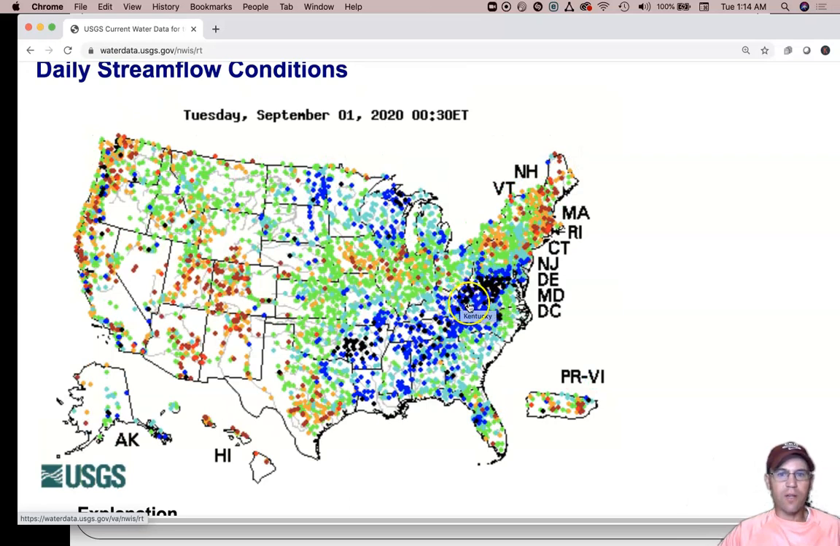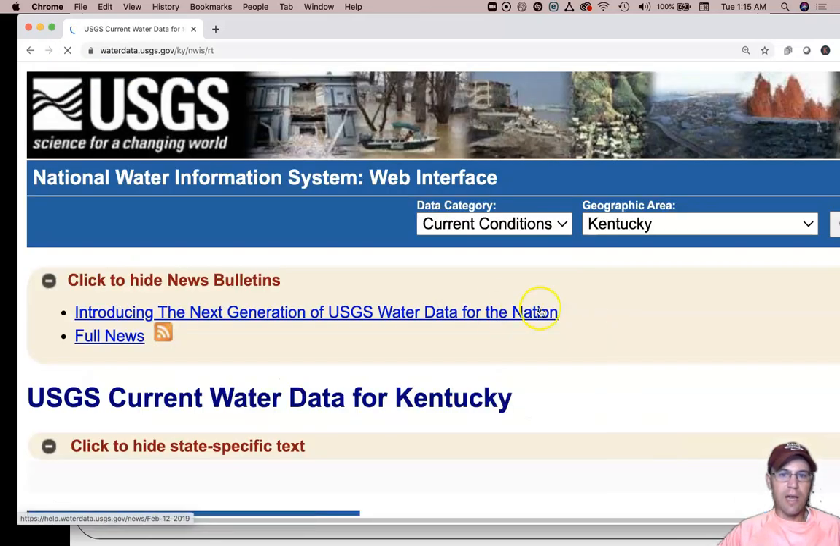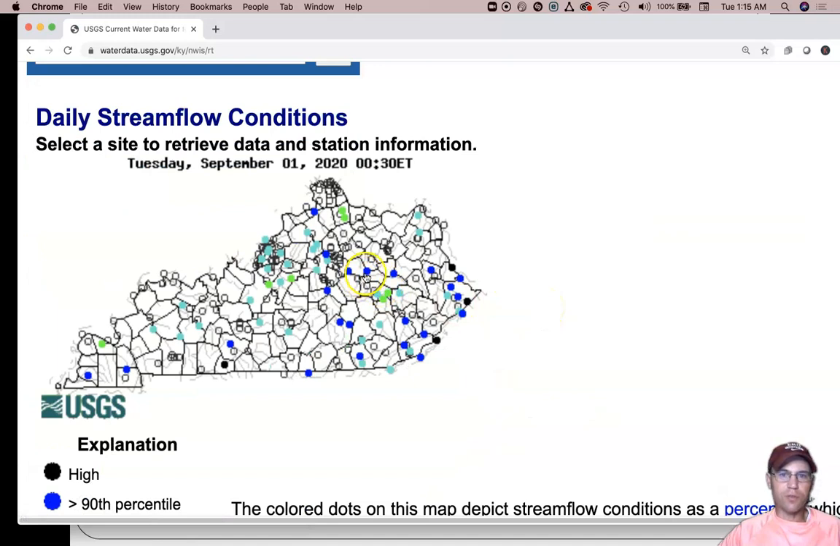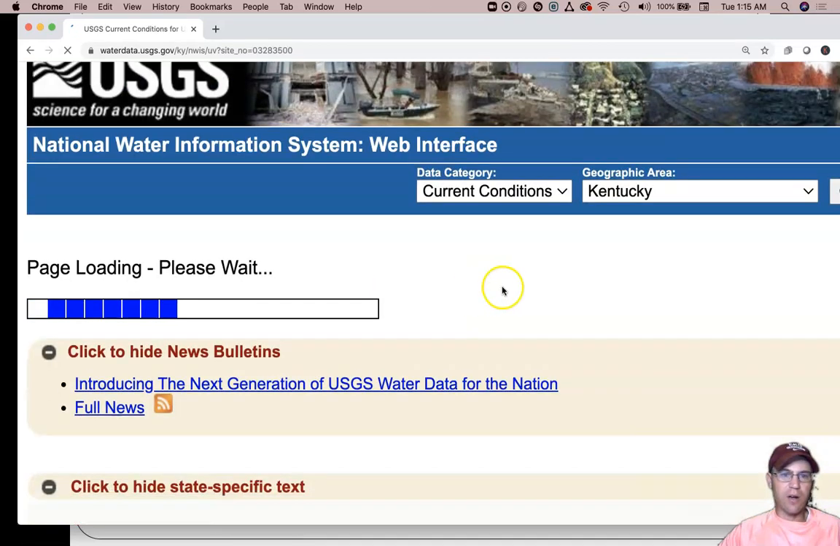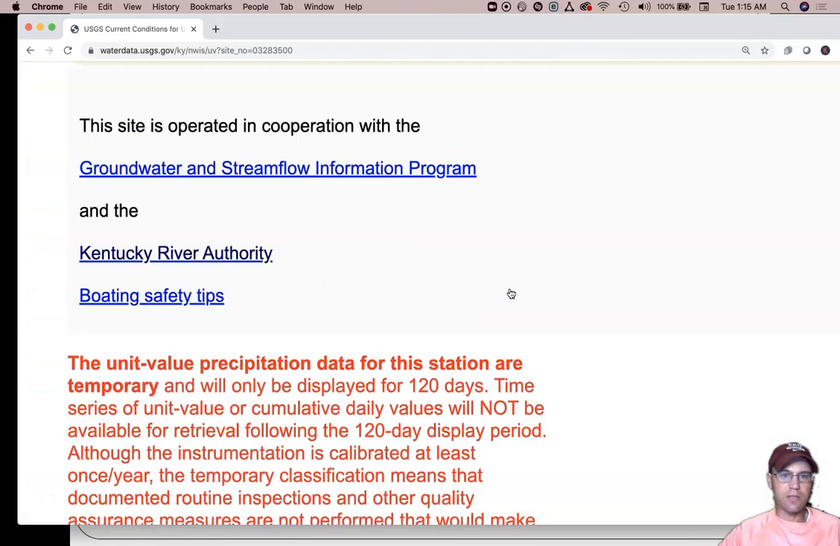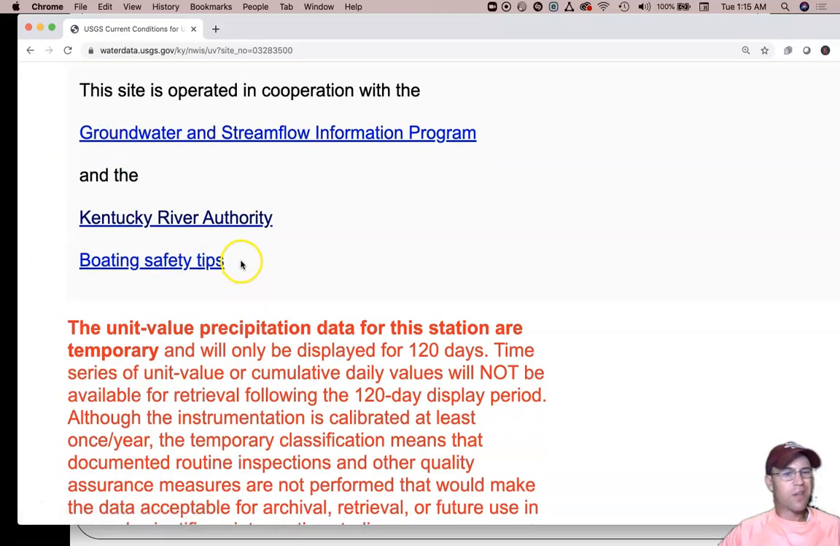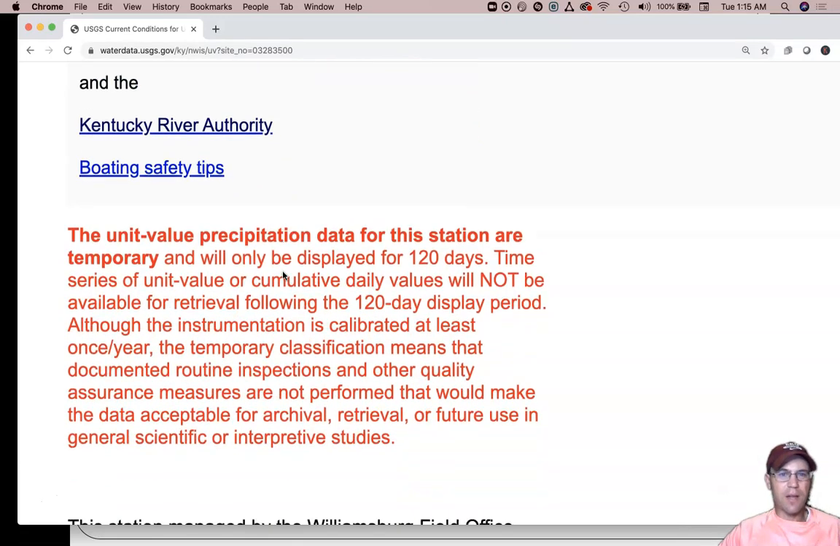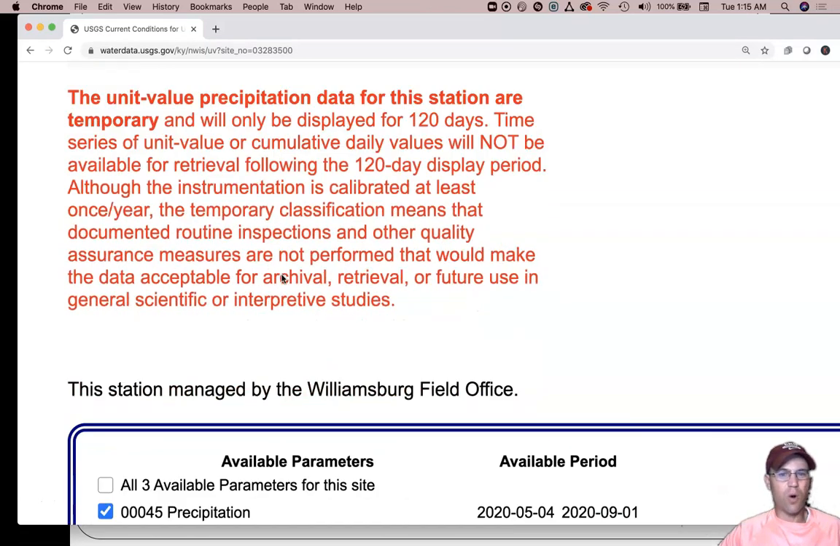You can click on any one of these dots. We're going to click on Kentucky, and on Kentucky I can pull up the stream flow conditions for a lot of places. Here is the Red River at Clay City, Kentucky. I click on it, it'll tell me who manages it as well, the Kentucky River Authority. The Kentucky River Authority actually, you know, there's still a little bit of transportation on the river, and there's recreation on the river, but they also are involved with wastewater treatment, making sure that our wastewater plants are flowing. They're also involved in drinking water.